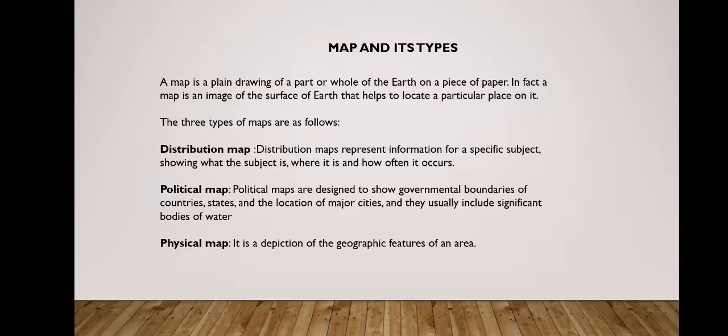The first one is distribution map. Distribution maps represent information for a specific subject, showing what the subject is, where it is, and how often it occurs. Next is political map. Political maps are designed to show governmental boundaries of countries, states, and the location of major cities. And they usually include significant bodies of water. Third one is physical map. It is a depiction of the geographic features of an area.